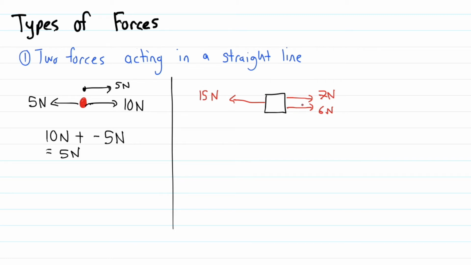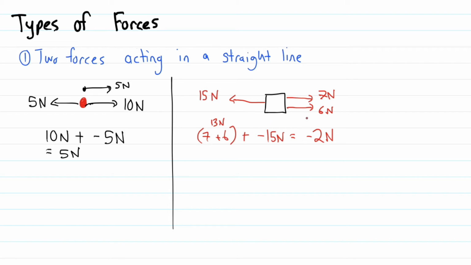So what we can do is we add up all the forces in each direction. For the forward direction, we have 7 plus 6, and then we add the backwards direction, which we assume is negative, minus 15 Newton. When we add up the 6 and the 7 Newton, we get 13 Newton. And 13 Newton minus 15 Newton, we get a resultant force of minus 2 Newton.